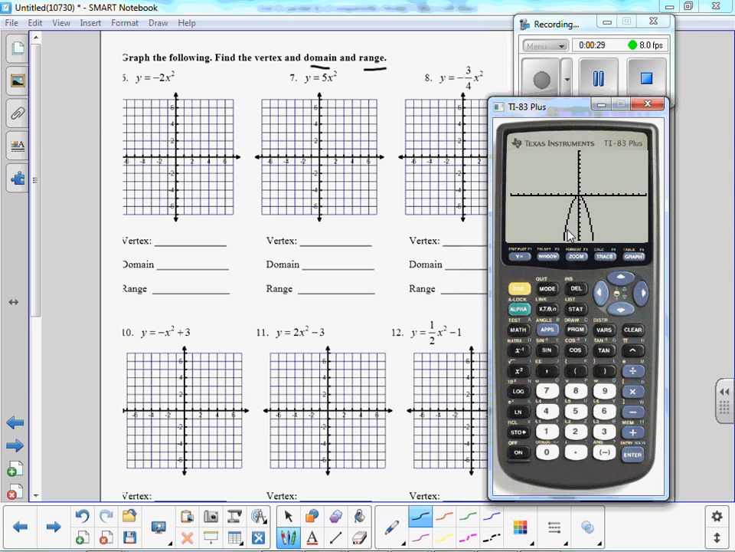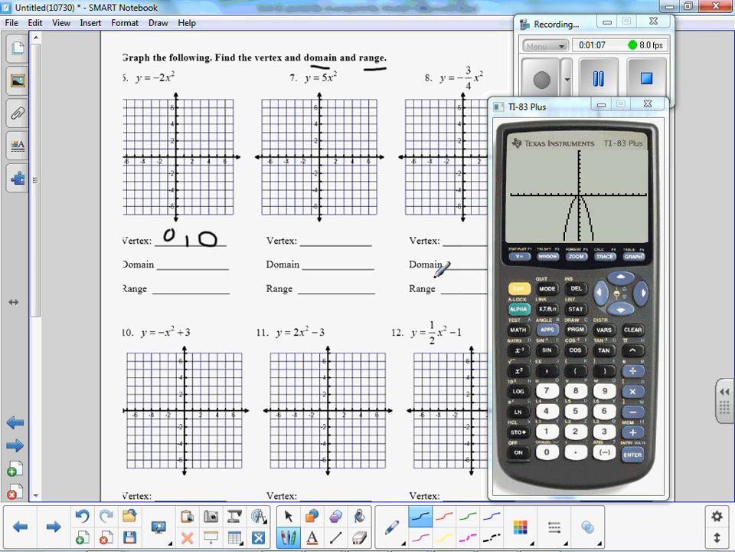I have it here on the screen of the calculator. So we defined the vertex as the turn, where the graph takes a turn. Here you can see clearly the graph takes a turn at this point. This point is 0, 0. So at 0, 0 is the vertex where it meets and it turns. So our vertex here is 0, 0. So the domain and range.